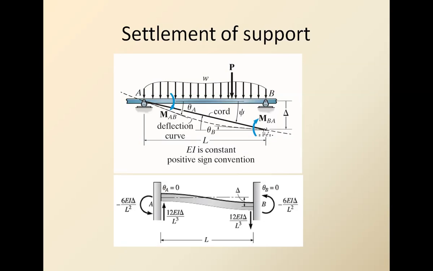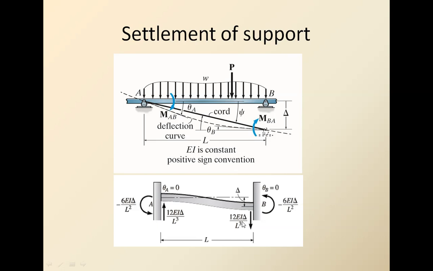Span AB. Now the support B has settled by an amount delta, which is also subjected to some applied load. Now it will develop an additional moment due to settlement of support. From the basic mechanics of solids, you might have studied about this moment due to settlement of supports. The moment is 6EI delta by L squared and the reaction is 12EI delta by L cubed.